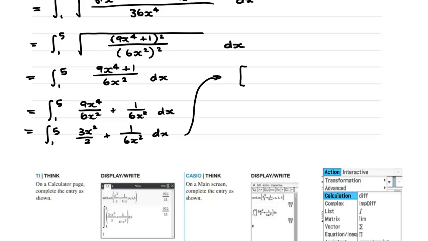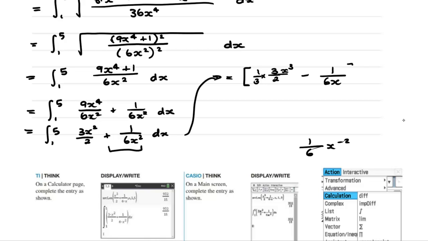And now we're at the point where we can nicely evaluate them. So we'd have 3 over 2, add 1 to the power, becomes 3, divide by the new power, so that's going to be times 1 over 3. And then for this term here, that's 1 over 6 times x to the power of negative 2. So because we have to add 1 to the power, that would become x to the negative 1. So we'd still have 1 over 6x, because 1 over 6x to the negative 2, adding 1 to that power would make it 1, which is equivalent to this. And when we divide by the new power, dividing by negative 1 gives us a negative there.